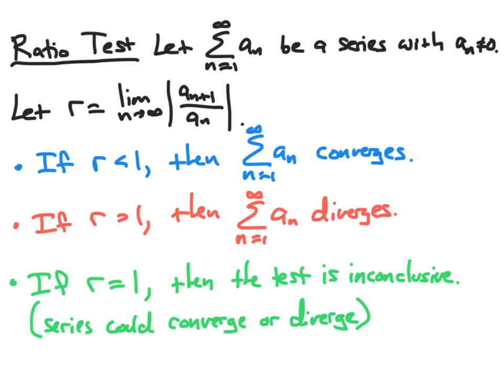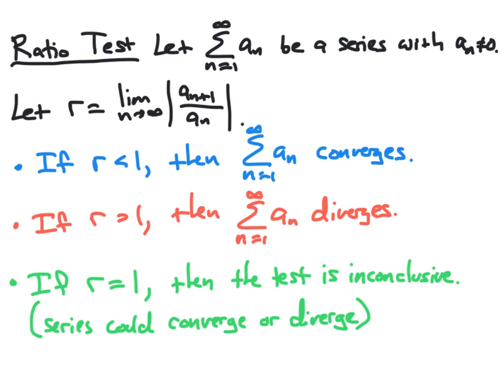When we compute this limit, we have this number r, and the value of r will determine the convergence or divergence of our series by the following rules. If the value of r is less than 1, then the series will converge. If the value of r is greater than 1, then the series will diverge. And if the value of r is equal to 1 exactly, then the test is inconclusive, and we will need to use some other test to analyze the convergence of that series, because it's possible for the series to converge and have a value of r equal to 1, and it's also possible for a series to diverge and have a value of r equal to 1.